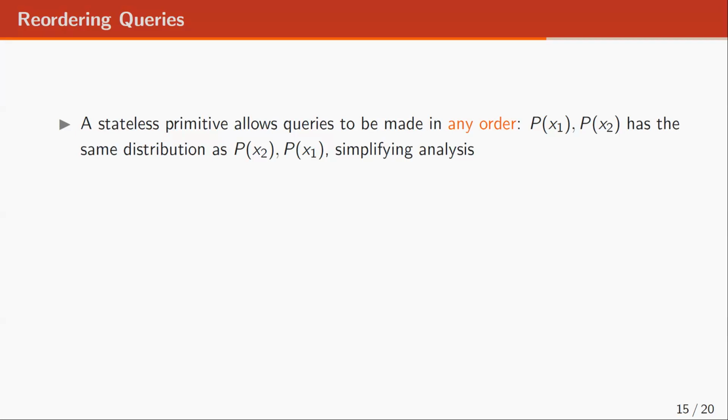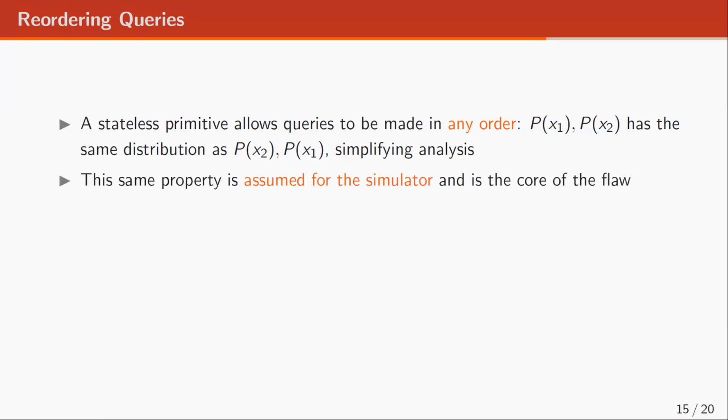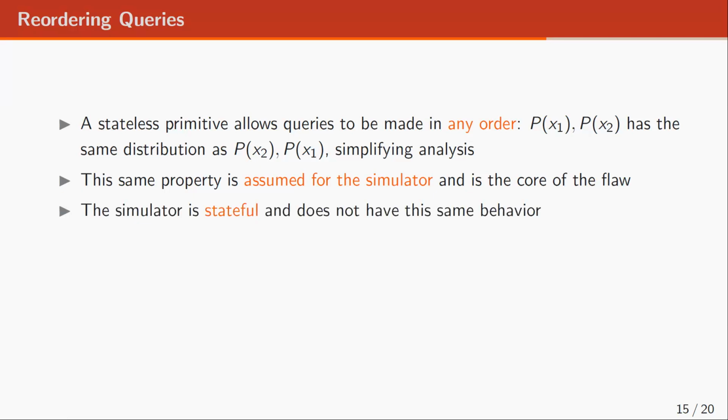So one important property of stateless primitives is that queries can be reordered. So if you have a fixed x1 and x2, then it does not matter whether we first query the primitive on x1 and then x2, or the other way around. And here we then swap the order, or imagine that the results are swapped. And this property is also used a lot in symmetric cryptography, on the provable security side, to simplify a lot of analysis. And here, the same property is assumed for the simulator, and that's, I think, really the core of the flaw. Because as I said earlier, the simulator is not stateless and is inherently stateful.